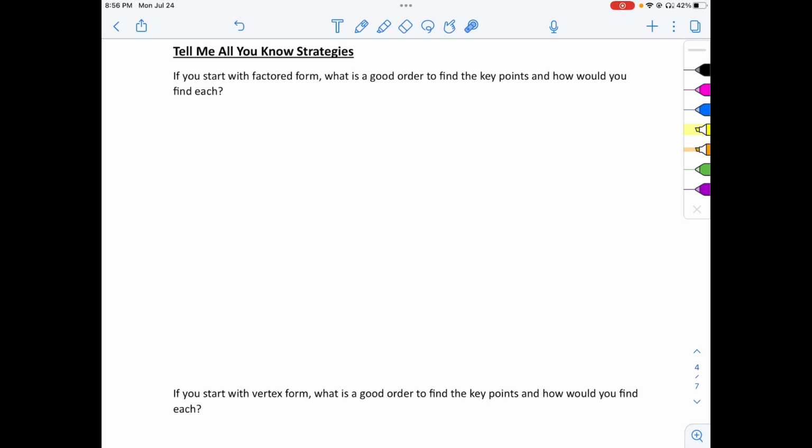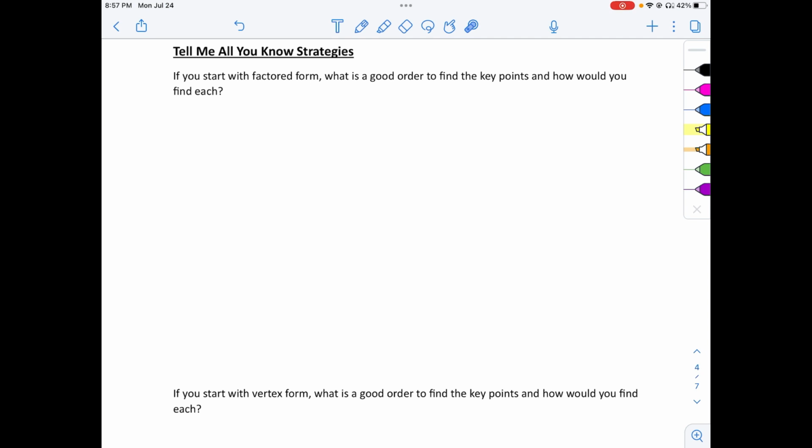As we near the end of this quadratics unit and the end of our grade 10 course, we now have a lot more understanding and knowledge about quadratic relations than we did when we previously looked at "tell me everything you know." So we're going to look at some strategies on how we can find key features and key points of a parabola, depending on which form of the equation you are given to start with.